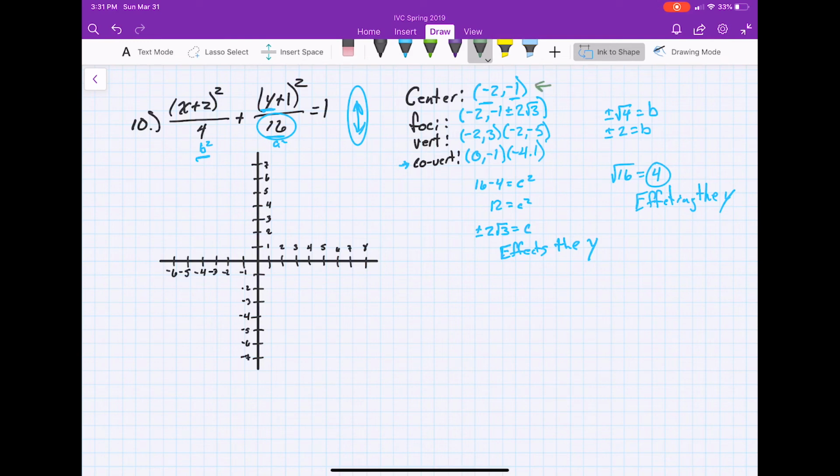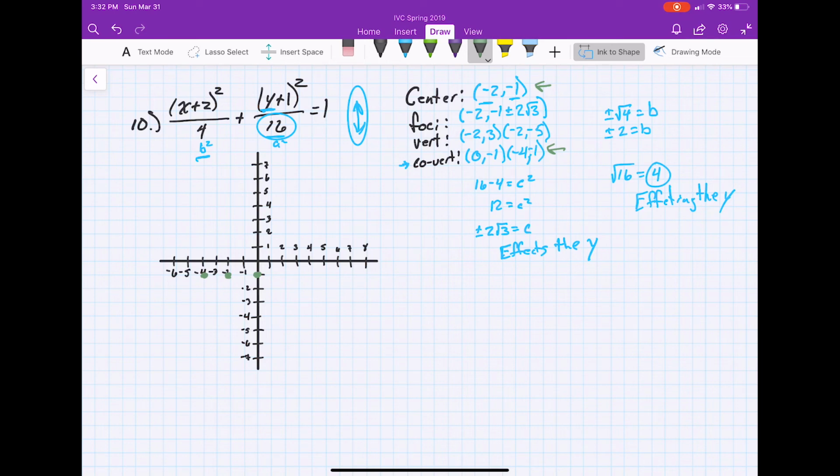So let's plot this guy first. It's -2, -1, which is right there. And let's plot these guys because they're whole numbers. It's easier. And we will do 0, -1, and -4. Oops, there's a negative in front of this. I know I said it. I don't know why I didn't write it. Anyway, -4, -1.